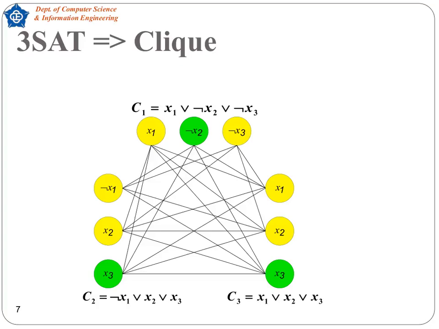C₁ equals x₁, or x₁ becomes vertices x₁, x₁, x₁. Next, we connect every pair of vertices from different clauses, unless their literals directly contradict. For example, the x₁ vertex in C₁ links to x₂ or ¬x₂ in C₂ and to x₃ or ¬x₃ in C₃. But ¬x₁ in C₂ never connects to any x₁ in another clause. In this way, any 3-clique must pick exactly one non-conflicting literal per clause, and that clique corresponds exactly to a satisfying assignment of our original 3-SAT instance.